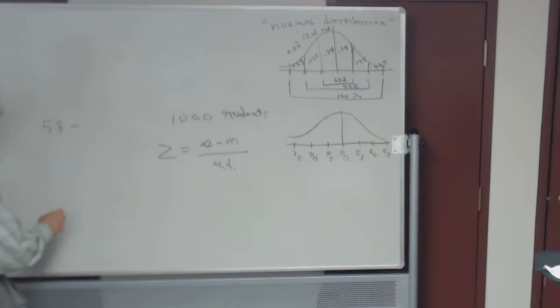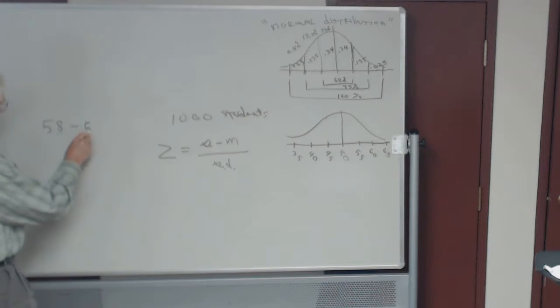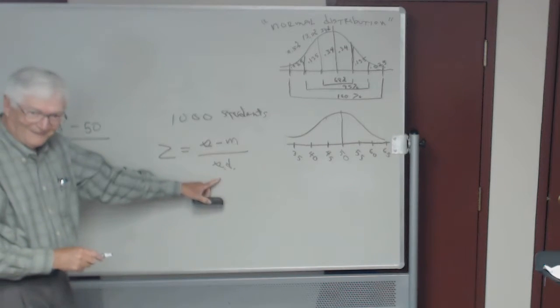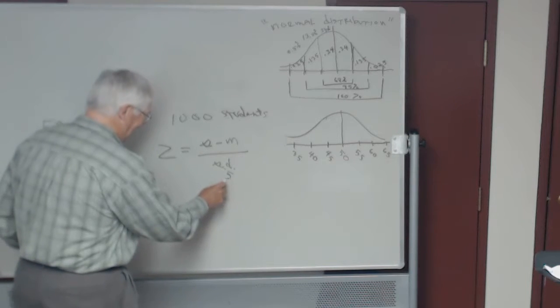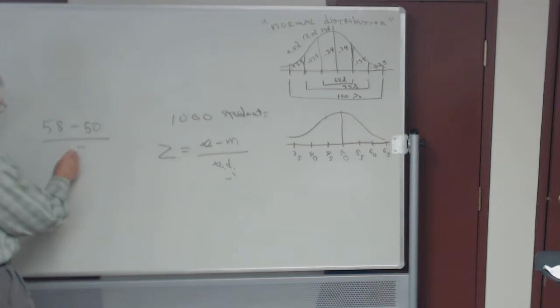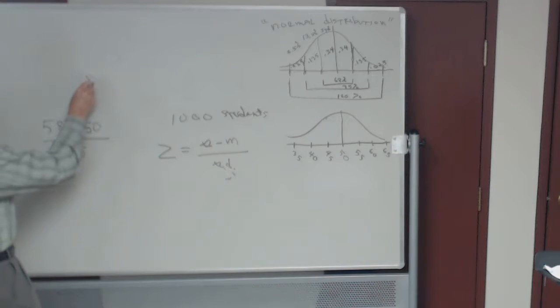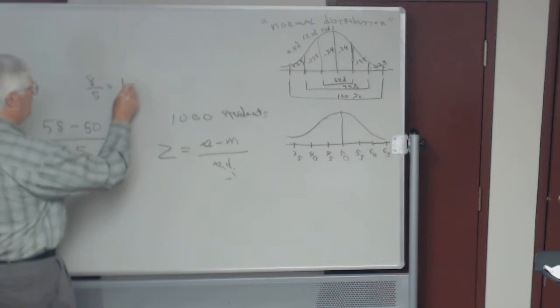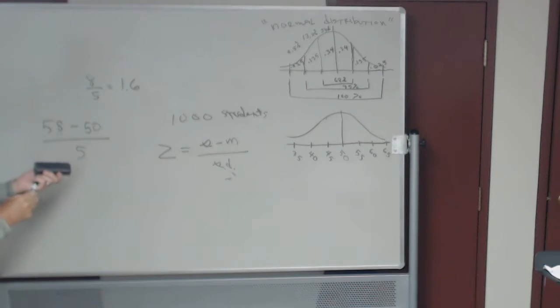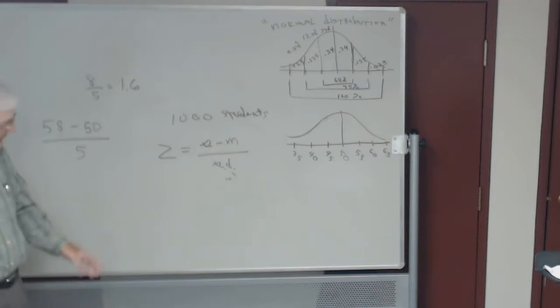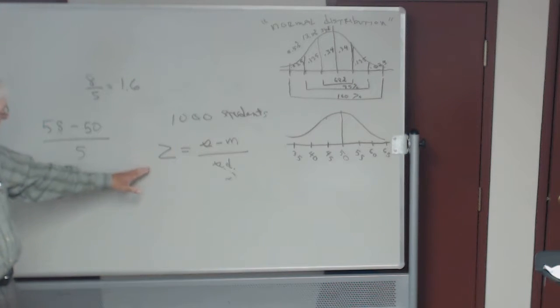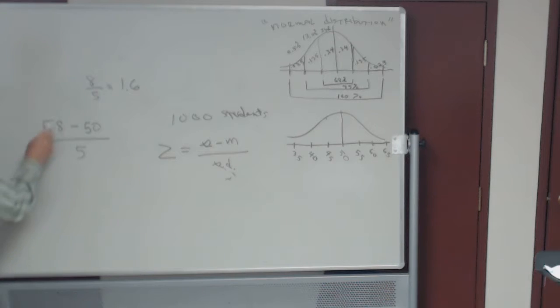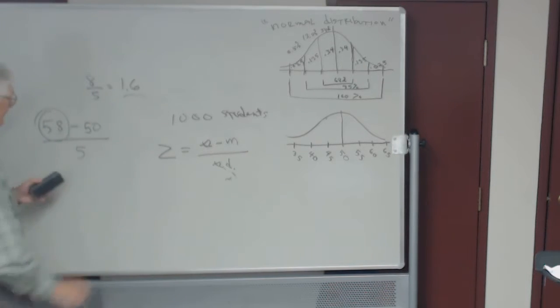50. Minus 50, divided by what? 1, right? Nope, 5, sorry. What's the standard deviation? 5. Okay, so divided by 5. So that's 8 divided by 5 is 1.6. Agreed? Yes. So the z-score for a score of 58 is 1.6.